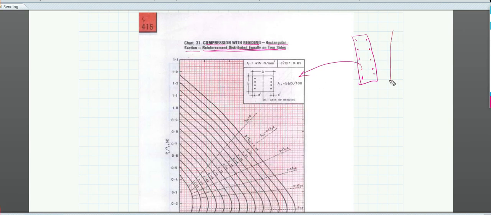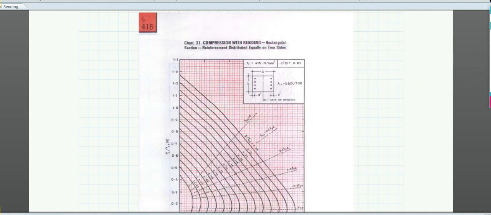If your section is suppose a square and your reinforcement distribution is along both sides or equally in all sides, in that case you have to refer to that particular chart. Okay, so there is a chart for all four sides equally distributed. Also this is for only two side distribution, only this side and this side. And some other charts are also there where you have equal distribution of reinforcement along all four sides.